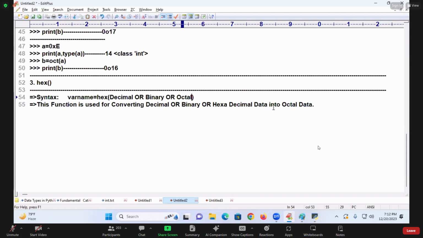Done. This function is used for converting decimal data, binary data, and octal data into hexadecimal data, followed by examples. From this conversion, a few questions will compulsorily come in interviews, so you must remember this coding now.